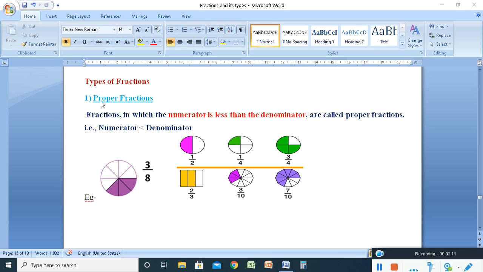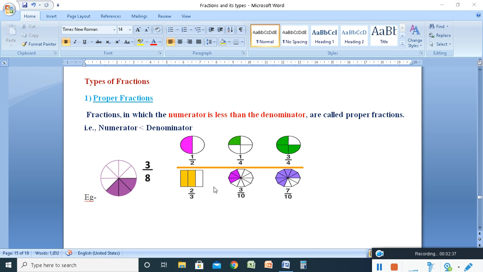The first type is the proper fraction. So what is a proper fraction? Fractions in which the numerator is less than the denominator are called proper fractions. When you compare the numerator and denominator, the numerator value should be less than the denominator. That type of fraction is called a proper fraction.